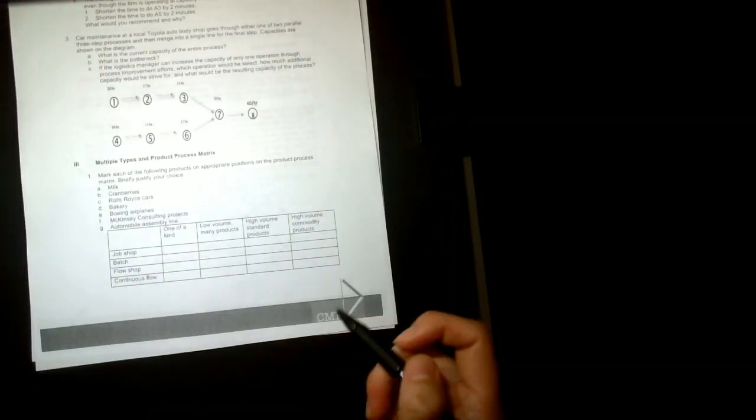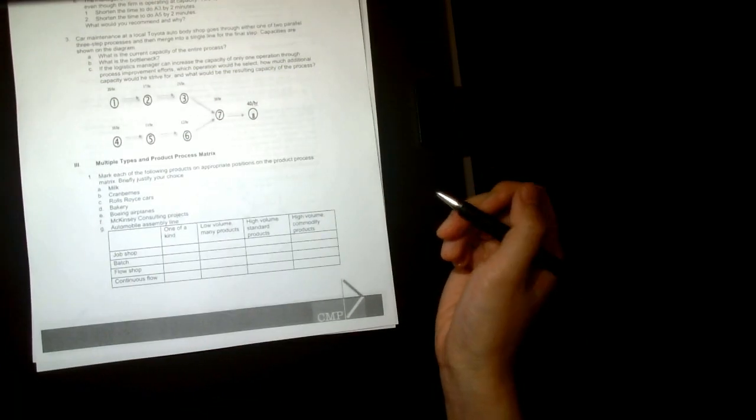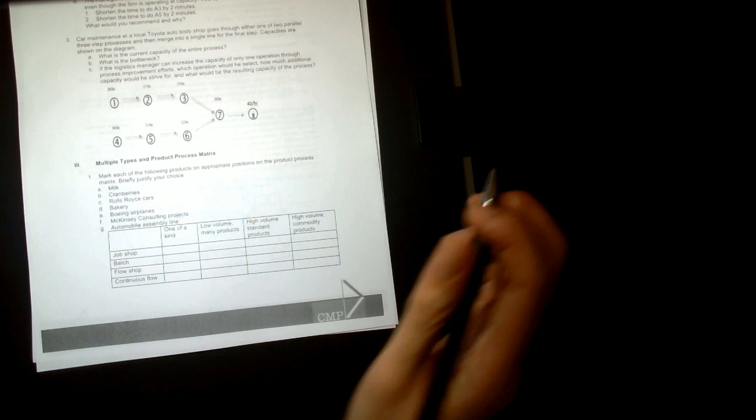Okay, so the third question here. A car maintenance at a loyal Toyota and body shop goes through either one of two parallel three-step processes and then merges into a single line for the final step. Capacities are shown on the diagram. Number one asks, what is the current capacity of the entire process? Again, this question emphasizes the bottleneck and the capacity calculations. I'll give you guys a minute to work on this question.